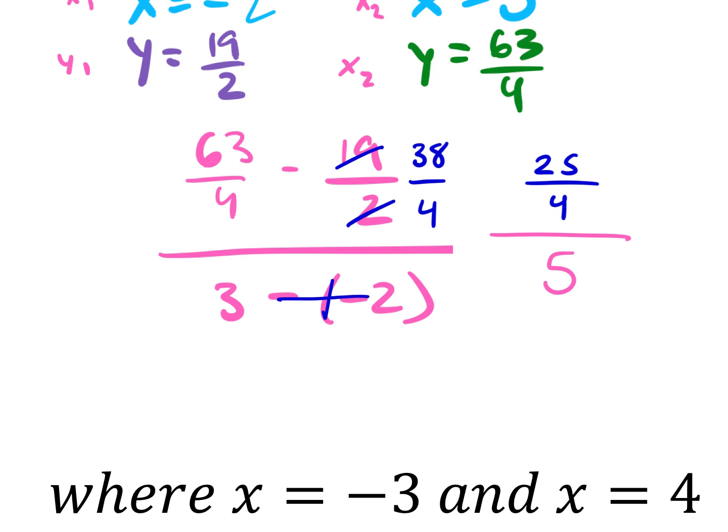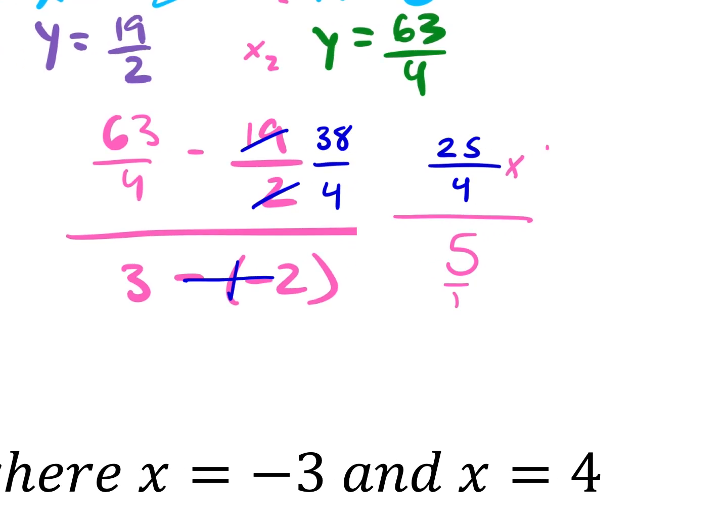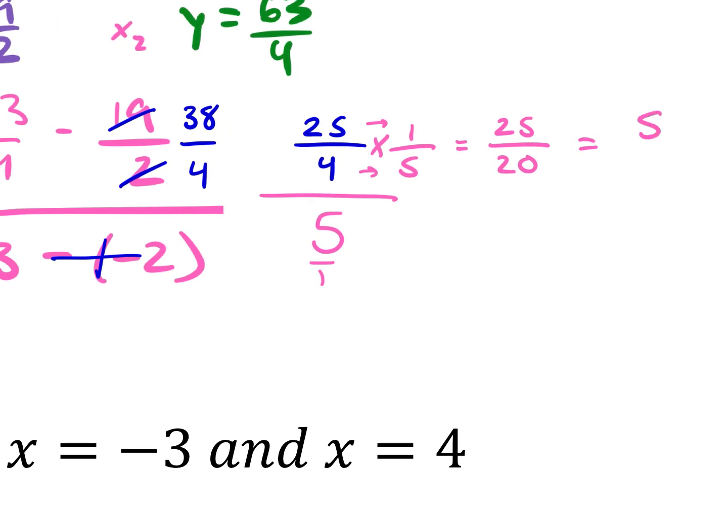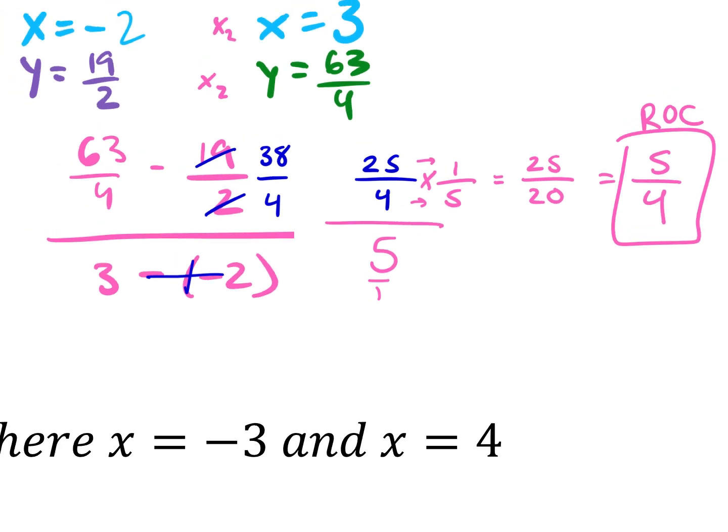Oh no, what do we do when we have a fraction and a fraction? Keep, change, flip. Keep the numerator, change to multiplication, and flip the denominator. 5 is 5 over 1, so we're going to flip it to be 1 over 5. Now we multiply straight across. So that would be 25 over 20, which simplifies to 5 over 4. So our rate of change is 5 over 4.